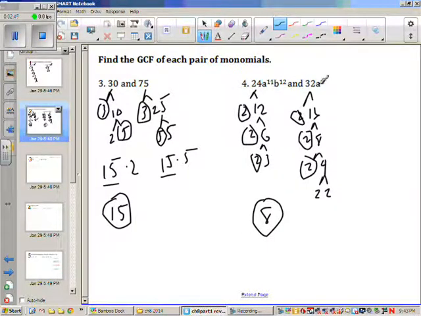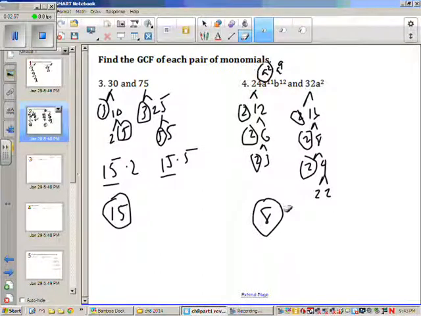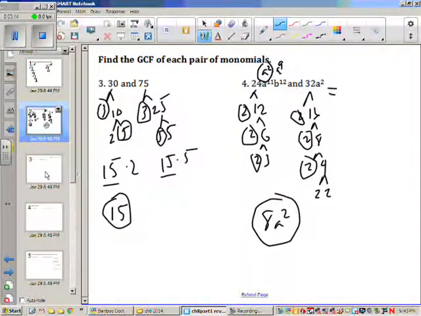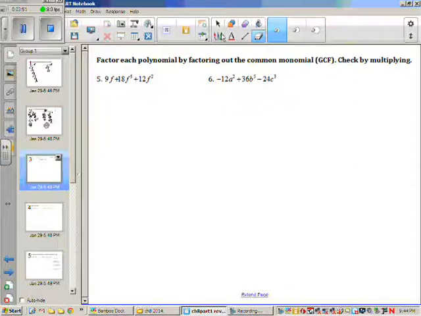Then we have an a to the 11 and an a to the 2. a to the 11 is like a to the 2 times a to the 9, so we can factor out an a squared, and that gives us, for a monomial, 8a squared. And since there is no b term in this second term, we don't get to put any more values in there. All right.